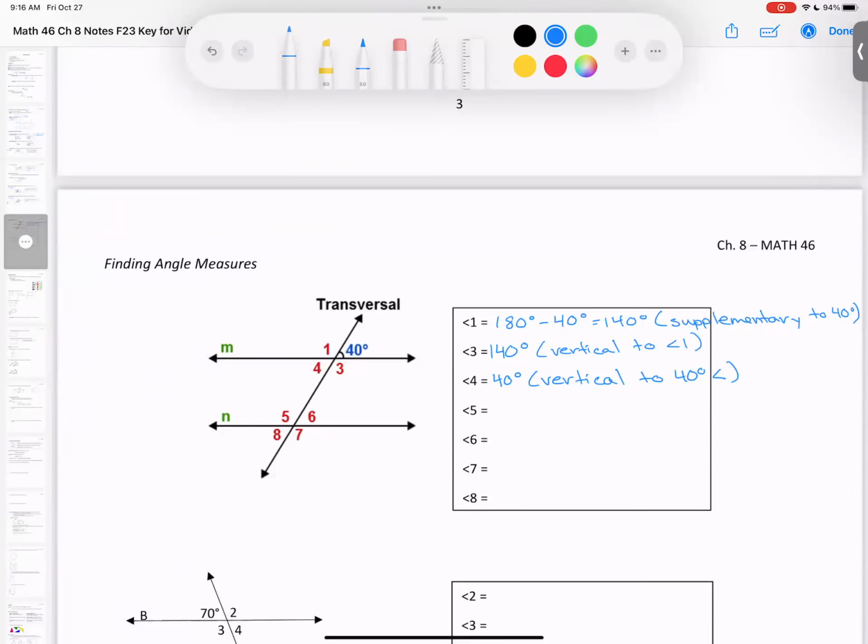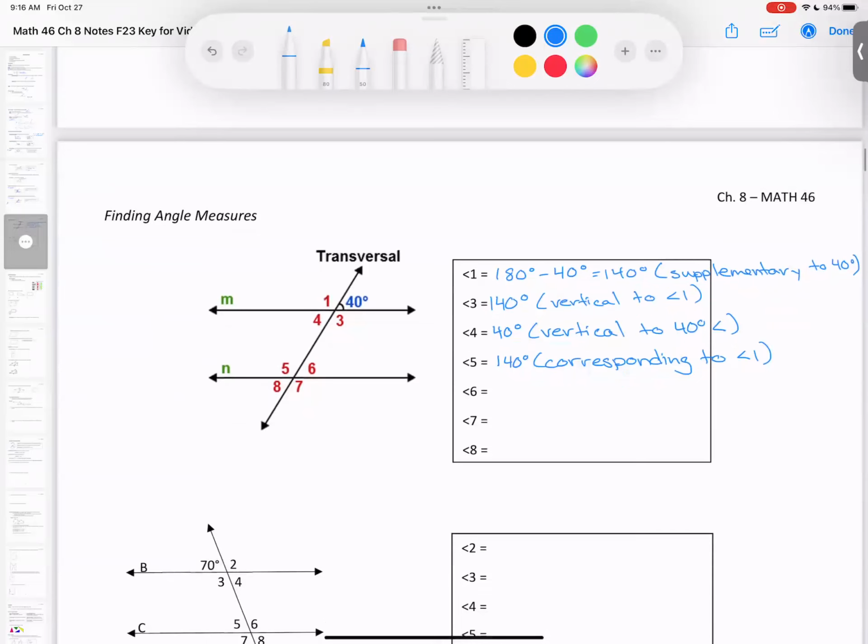Okay, angle 5. Angle 5, you can imagine, forms an upside down F with angle 1. So that means it's equal to angle 1, which was 140 degrees. And that is because it's an F angle, or corresponding angle, to angle 1. So corresponding to angle 1.